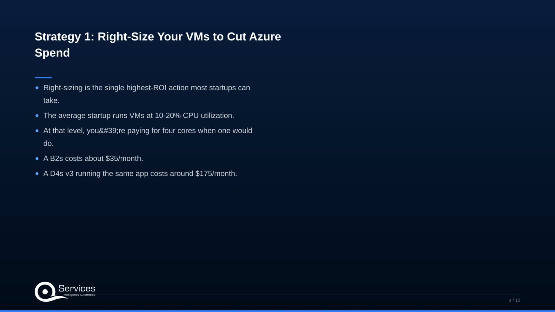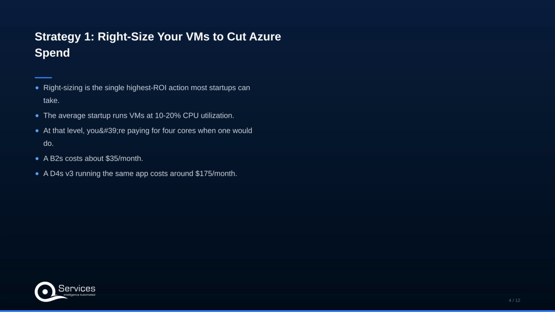Now, let's talk about strategy 1, right-size your VMs to cut Azure spend. Right-sizing is the single highest ROI action most startups can take. The average startup runs VMs at 10 to 20% CPU utilization. At that level, you're paying for 4 cores when one would do.